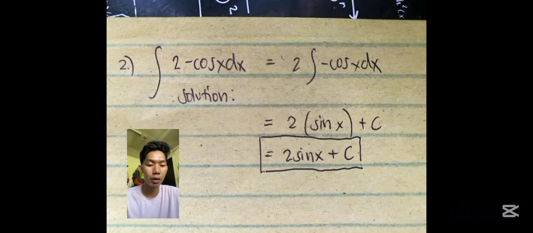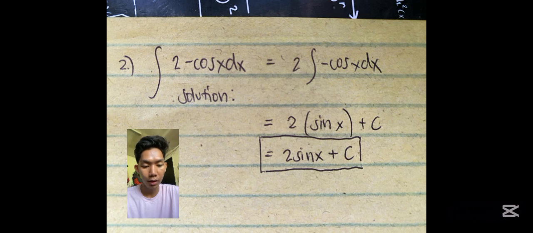And our second problem is the integral of 2 times negative cosine x dx. So the first step would be we place 2 outside the integral, which is 2 times the integral of negative cosine x dx. So as you can see in the rules of the trigonometric functions, the integral of negative cosine is negative sine x.